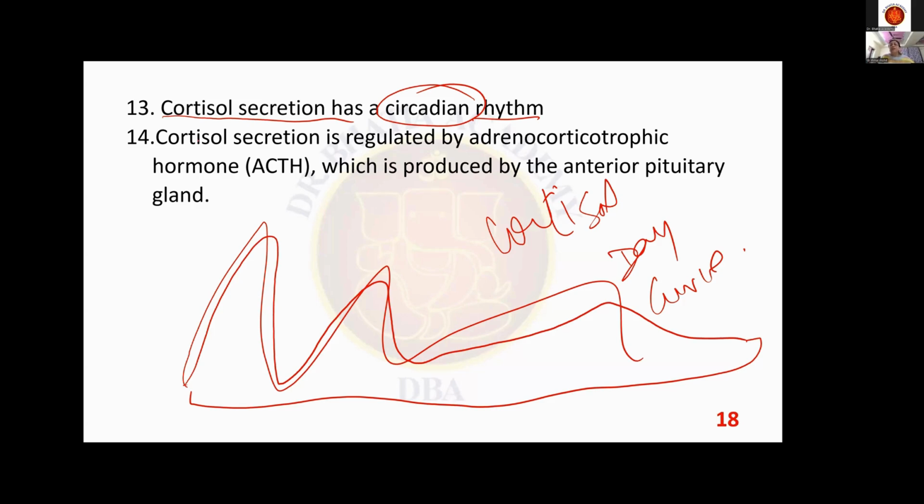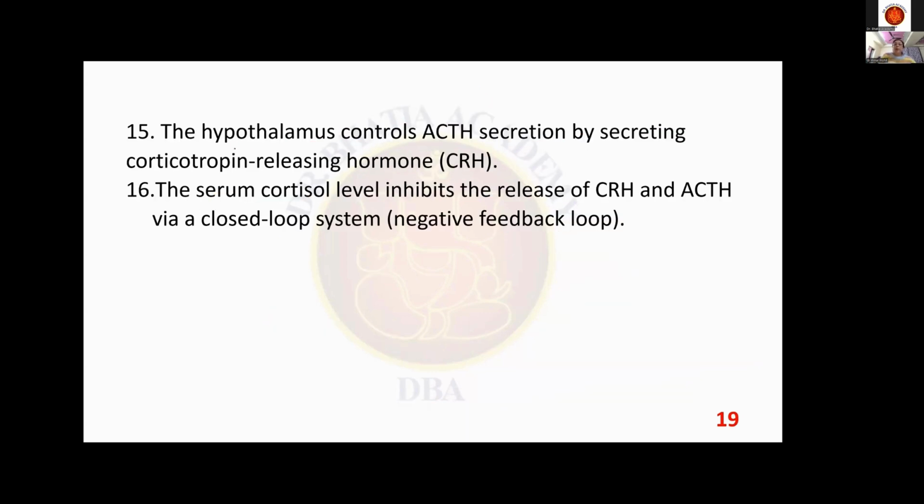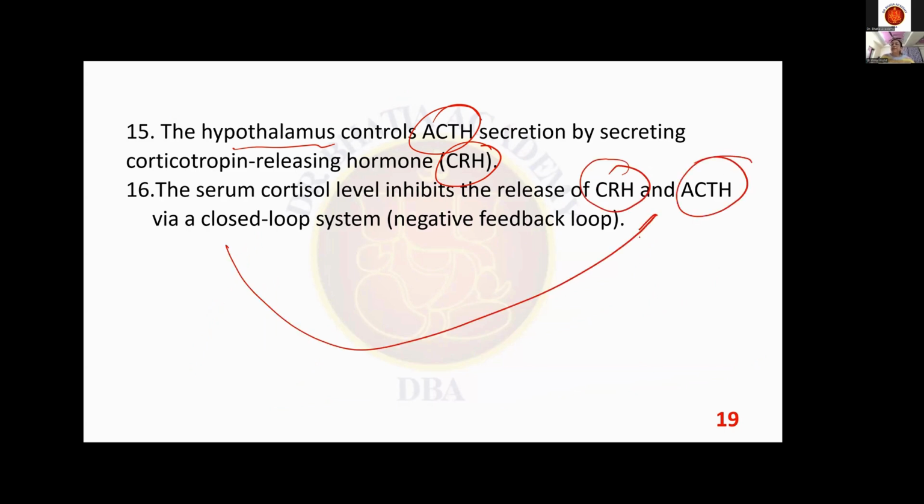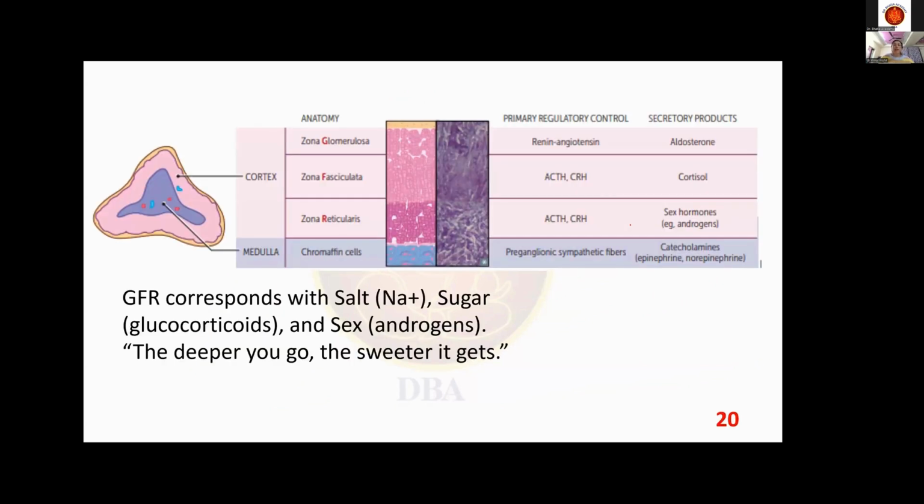Cortisol secretion is regulated by ACTH, which is produced by the anterior pituitary. The hypothalamus controls ACTH by CRH. We are repeating this line: the serum cortisol level inhibits the release of CRH and ACTH by negative feedback inhibition. This much we have learned. Once again, revising the facts.